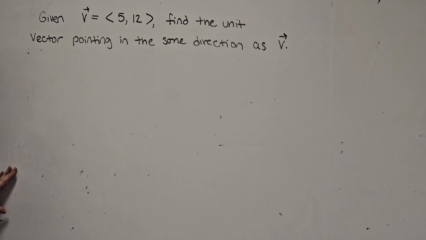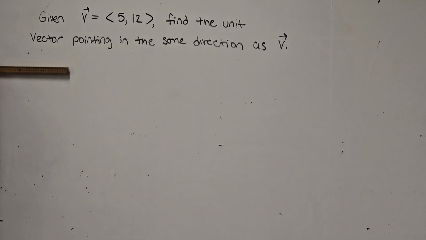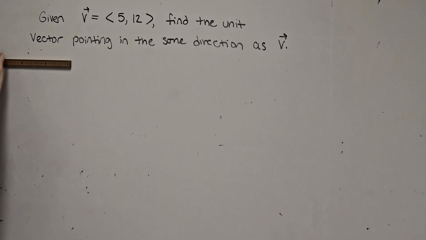So given some vector v, it's saying find the unit vector that points in the same direction as v. I'll give us just a very quick sketch as to what exactly that means. So this is my vector. The goal is to find a vector that points in the same direction, but now it just has a length of 1.